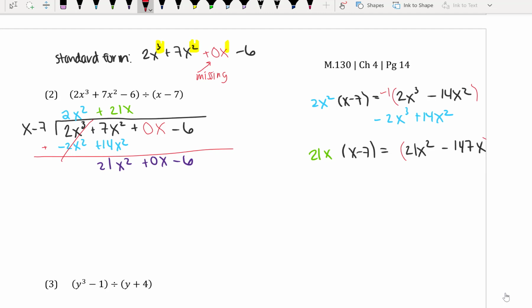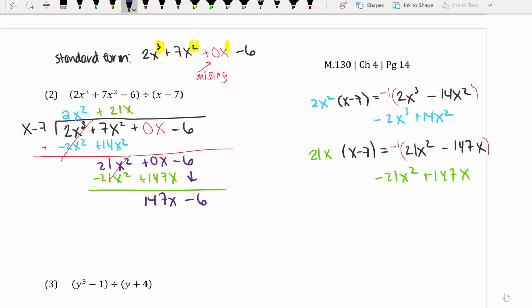And since I need to multiply this by a negative 1 to represent the subtraction, then I'm going to have a negative 21x squared plus 147x. So again, the first terms cancel. And now I'm going to have that 147x, and it's going to be a minus 6.